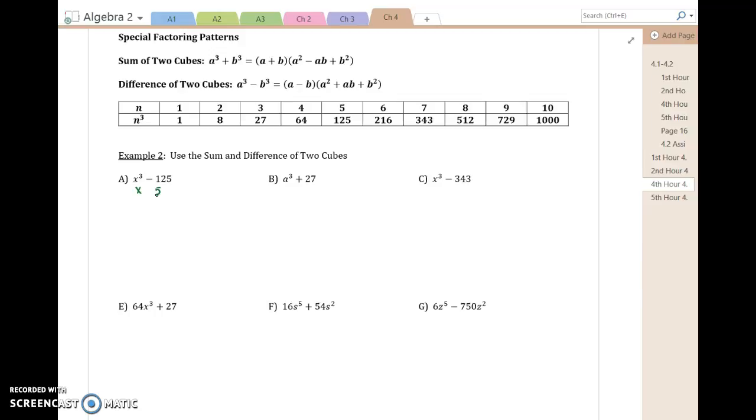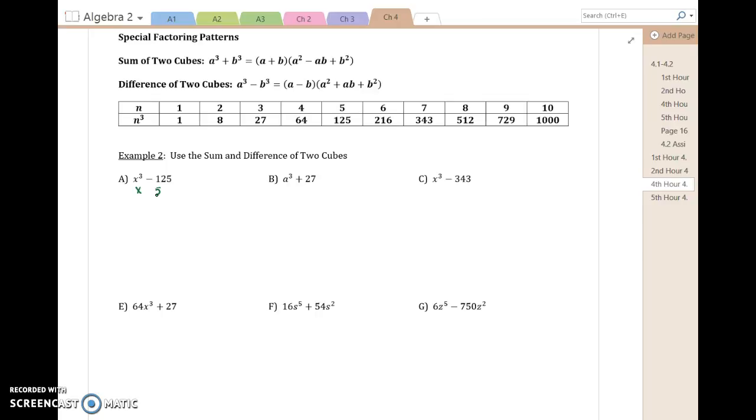So I have a feeling that most of you don't have your perfect cubes memorized. There's a list of perfect cubes in your notes. You can always come up with these by grabbing your calculator and doing 2 cubed, write it down, 3 cubed, write it down, and so on and so on. So here's how the pattern works.